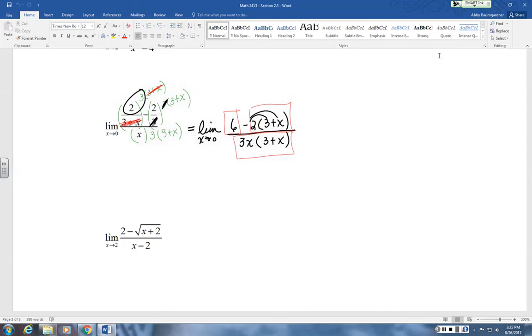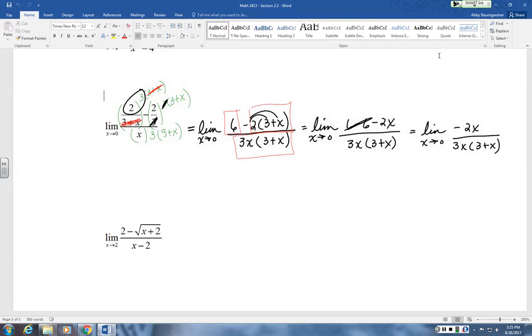Well, I can distribute. So I now have the limit as x approaches 0 of 6 minus 2x over 3 times x times 3 plus x. These 6's cancel. And we now see the same problem we saw before. The x's cancel. Please write the reduced form. There's a reason for this. Helps us in future problems. But then now when I plug the 0 in, I can go ahead and do that in my head and get the negative 2/9. I don't care which method you use, but this is the method I will be using.